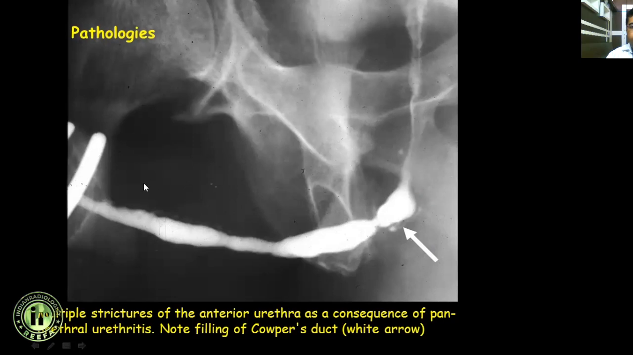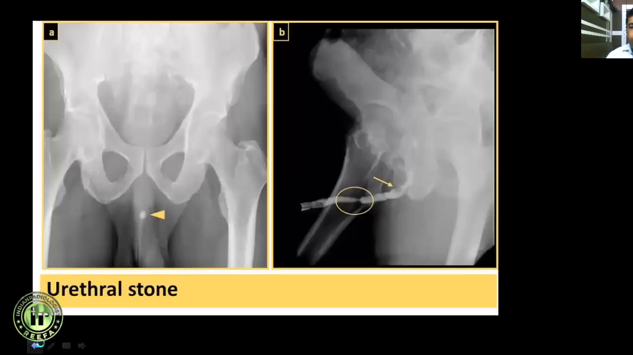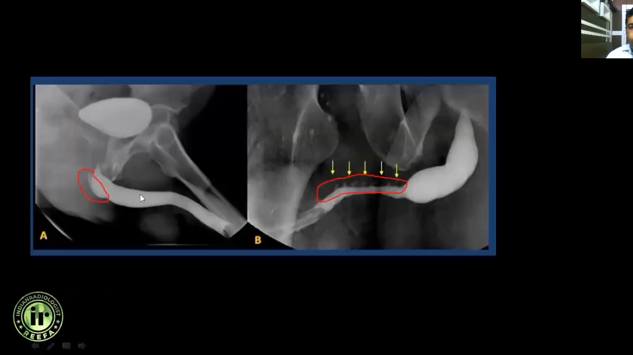Now coming back to the pathologies, the commonest pathology we're going to see is strictures. As I told you, you need to know the commonest causes will be gonococcal urethritis, trauma, or instrumentation. These are the three commonest. Now first we'll think about the commonest, infection. There is urethritis, and you can see there are multiple strictures in the anterior urethra, as well as pan-urethritis, so called because it involves the anterior penile urethra and part of the bulbar urethra. It is irregular filling over here. It's not like smooth filling. As you compare with the previous RGU, that is called a smooth filling of the urethra.